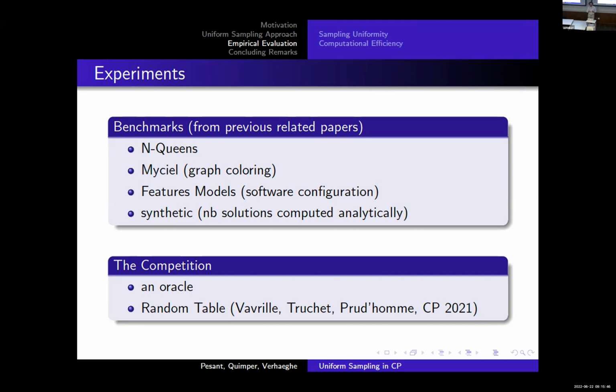The other one, random table, is from a paper last year at CP. They generate random table constraints, but on a small number of variables, typically from 2 to 4. Definitely not the whole set of variables, and that comes into play. They don't have any guarantees about uniformity, and in practice it can go bad, chiefly because you're on a small set of variables. It's not as extreme as what I showed you before, just picking one variable and fixing it to a value, but it's close to that. So it can go bad, as we will see.